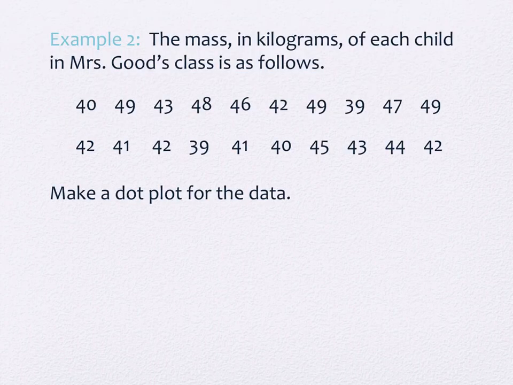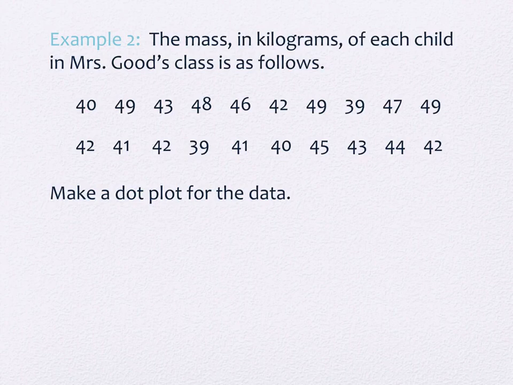All right, so here's some data. The mass in kilograms of each child in Mrs. Good's class is as follows. So we have 40, 49, 43, all the way to 42, a bunch of random values, and we're going to make a dot plot. So here's what a dot plot looks like.